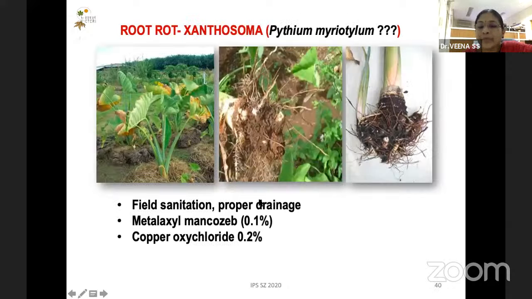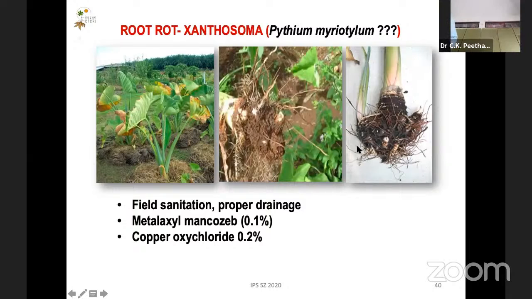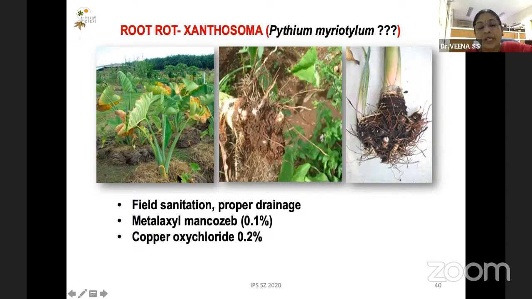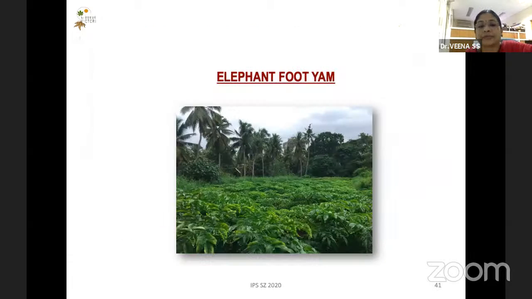This is another emerging problem. Actually, this is not taro. It is a related crop. This is Xanthosoma. Here, we never had any problem, except the deficiency disease. But this particular season, we got many queries from the farmers. Actually, we could not inspect the field because of the COVID restrictions. These are the pictures sent by the farmers, and we are suspecting Pythium involvement. So we have recommended field sanitation with proper drainage, drenching with 0.1% methyl mancozeb and copper oxychloride. And we got the feedback that it really controlled the disease.